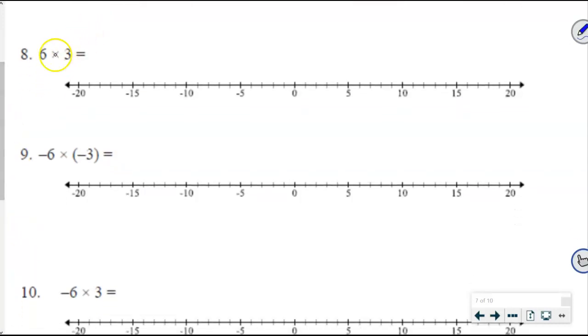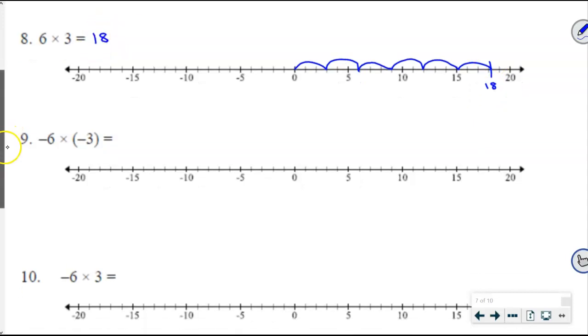Okay, number 8, I see 6 times 3, and I'm thinking of that as 6 groups of 3. So this time, my groups are positive. It's going to be going in the positive direction. There's 3, 3 more, 3 more. So far I've modeled 3 groups, fourth group, fifth group, and sixth group. So 6 groups of 3 is a +18.